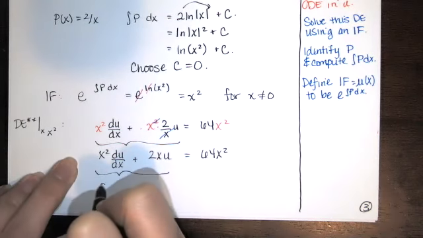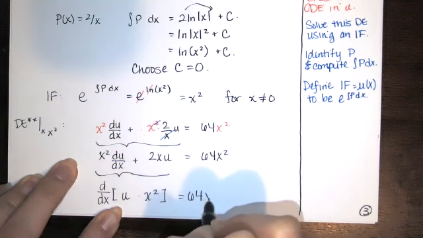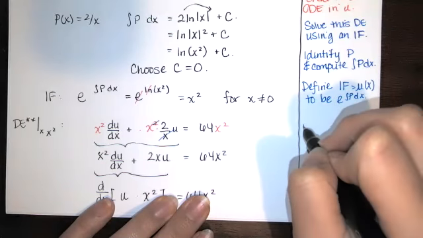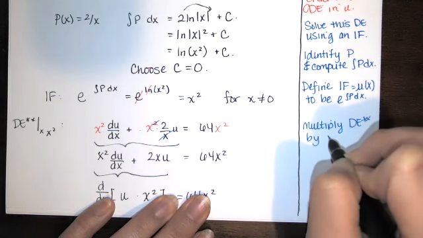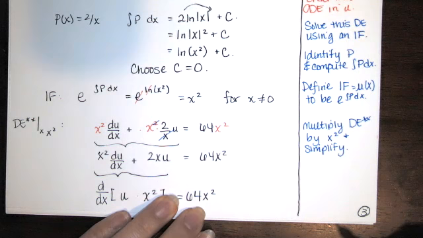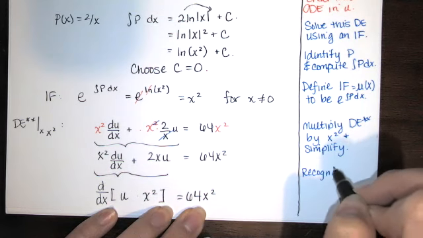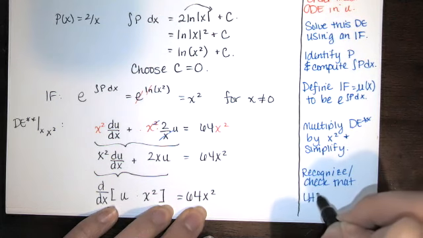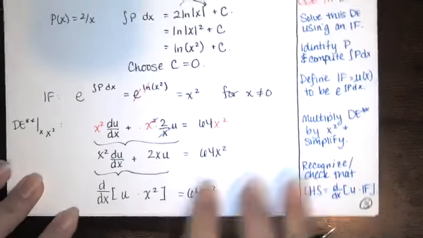And then if we've done everything correctly, this should be the derivative with respect to x of u times the integrating factor of x squared. So we multiply by the integrating factor and we simplify. And then when we do that, let's recognize or check that the left-hand side of our equation is the derivative with respect to x of u times the integrating factor. If we've done everything correctly, that should be that.